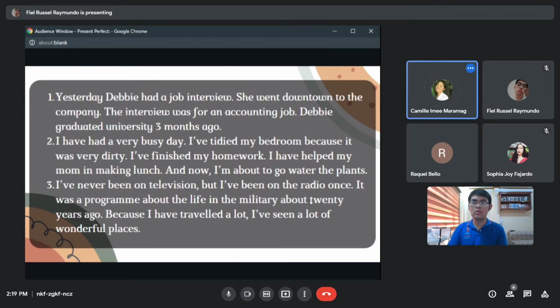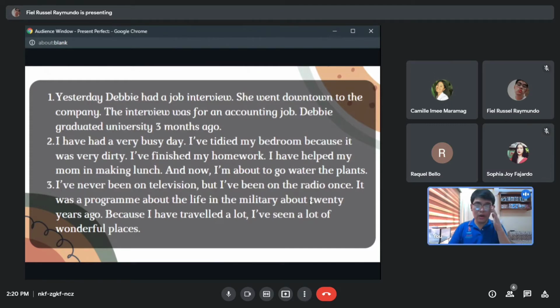Because according to the subject, he or she had a very busy day, but that day is not yet over because later in the sentence, he or she said that he or she is about to water the plants now. And the room that the subject cleaned will remain clean until it gets dirty in a few days. Then, after helping his or her mom, the assistance he or she provided will not go away anymore.